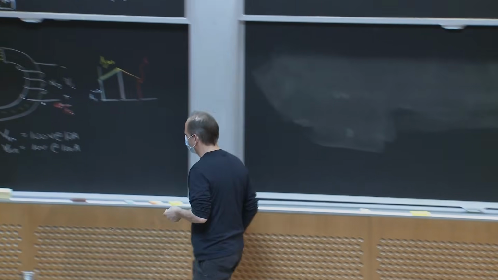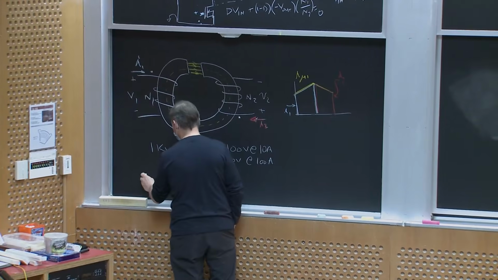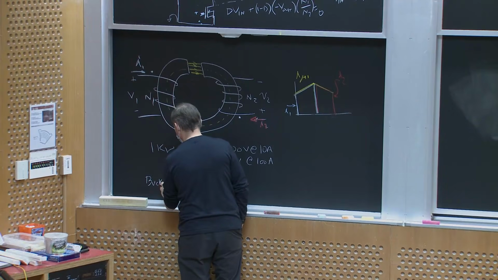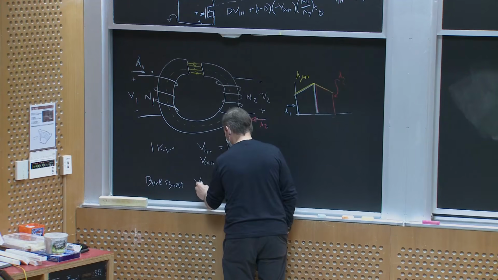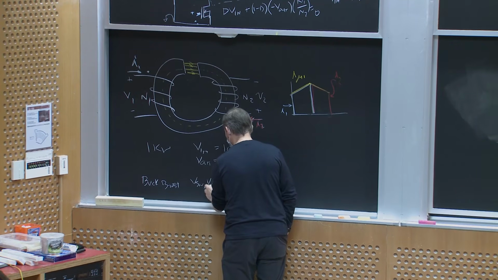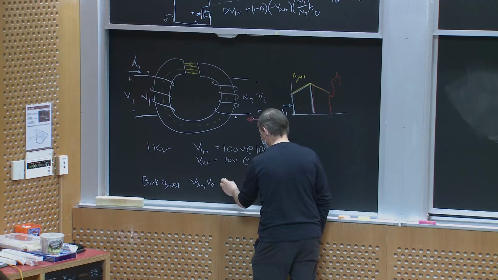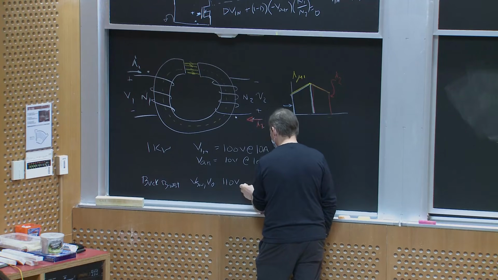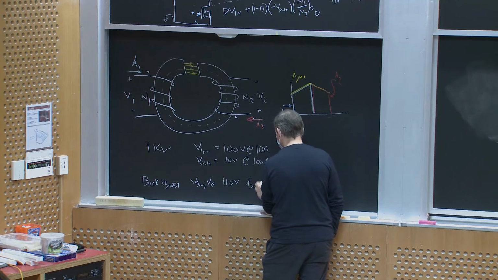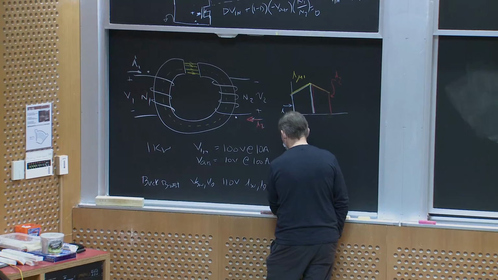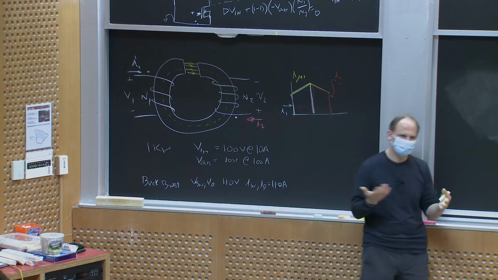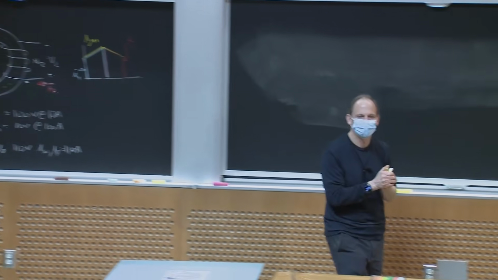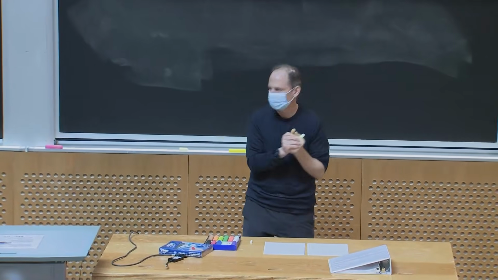Well, for a buck boost, what I'd end up with is V switch and V diode being 110 volts, and I switch and I diode would be 110 amps, right? So that's sort of more than 10 kVA of switch rating there and diode rating, okay?